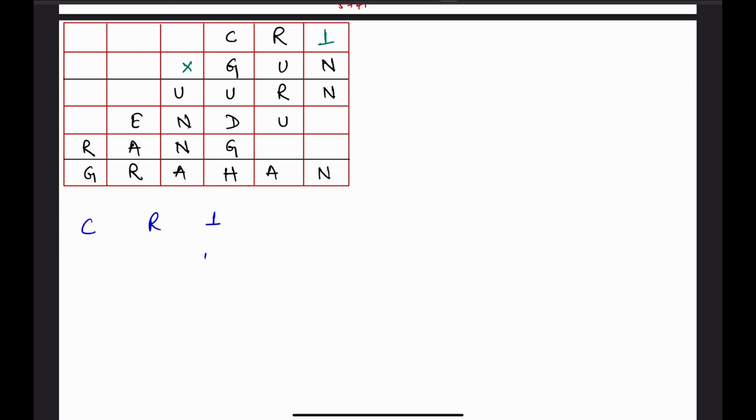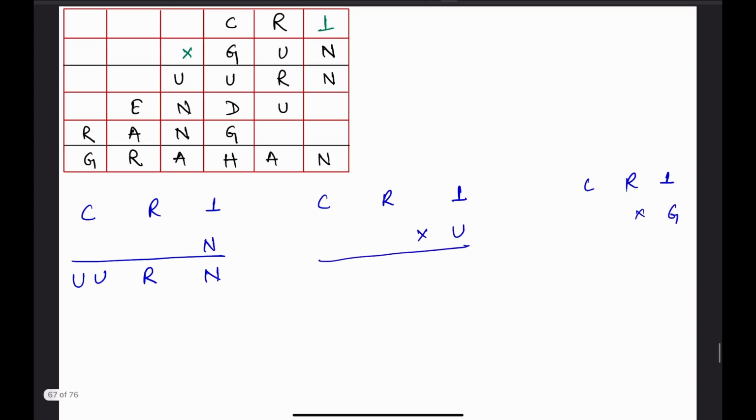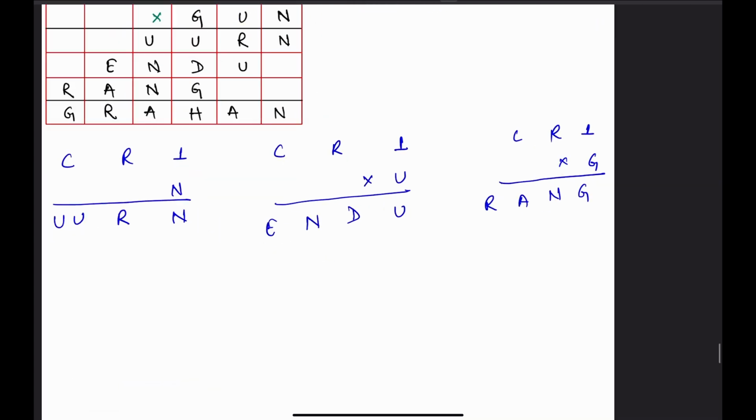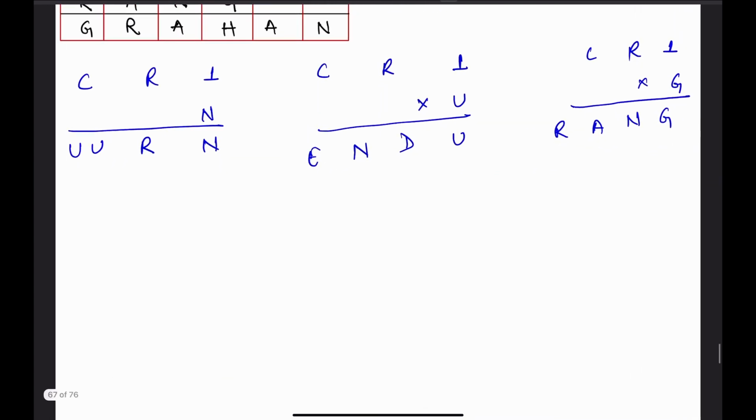C, R, 1 into n equal to W, R, n, right? Then C, R, 1, here also C, R, 1, here multiply with U, here multiply with G. If multiply with U, what is the value I am getting? E and U. Multiply with G, what am I getting? R and G. Okay, so let's try to find out.